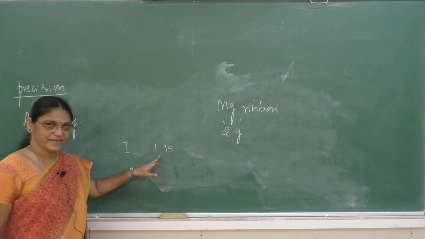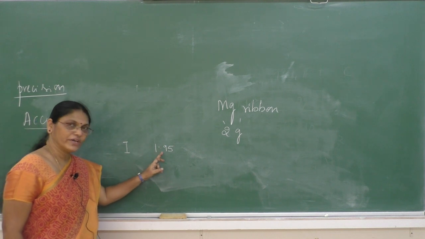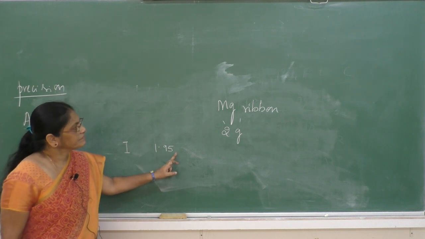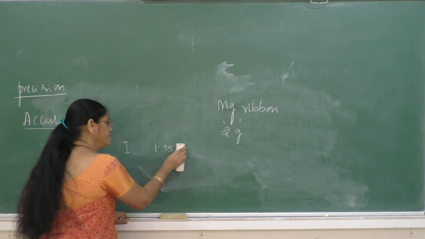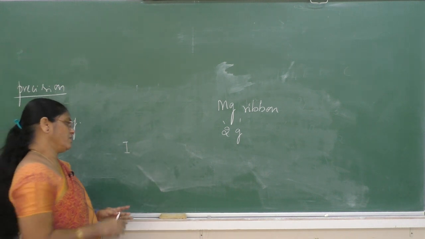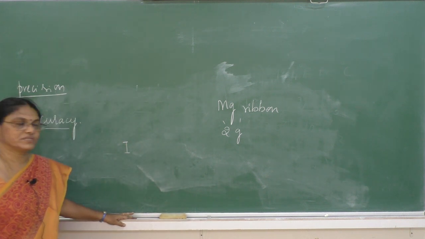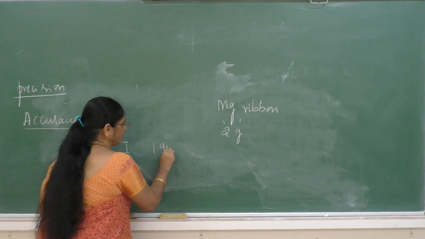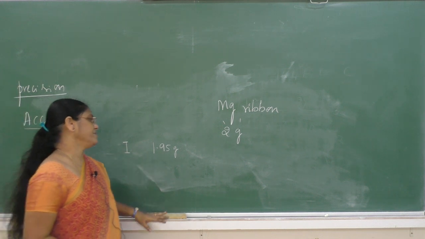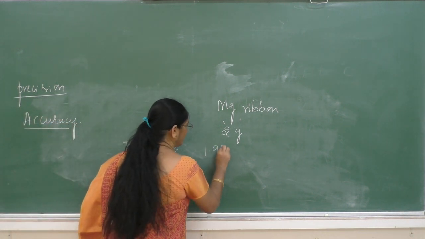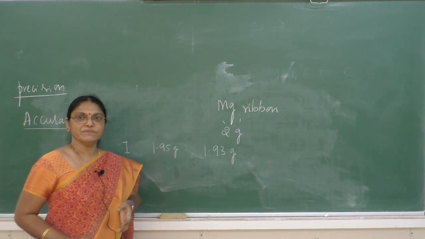In the first measurement, he reports the mass of the magnesium ribbon. So the first student takes the measurement and reports the mass as 1.95 grams in the first measurement. In the second measurement, he reports 1.93 grams. That is the mass of the magnesium ribbon.